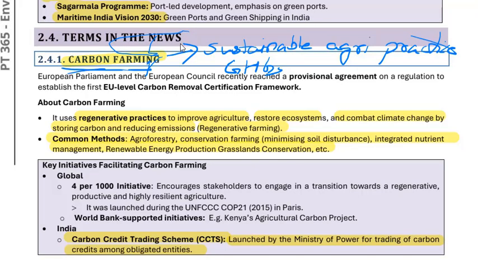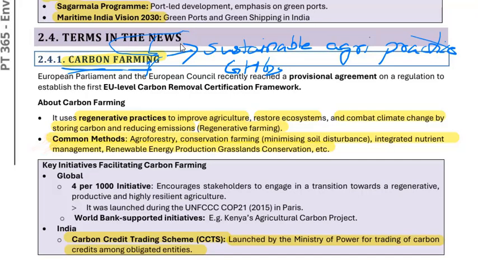So understood? What is carbon farming? Carbon farming is nothing but a sustainable agriculture practice aimed at reducing greenhouse gases emission and increasing the amount of carbon sequestration in the soil and vegetation. You need to understand this term. Let's see what details are given. About carbon farming, it uses regenerative practices. This is important. These are regenerative practices to improve agriculture, restore ecosystem, and combat climate change by storing carbon and reducing emission. That is regenerative farming.